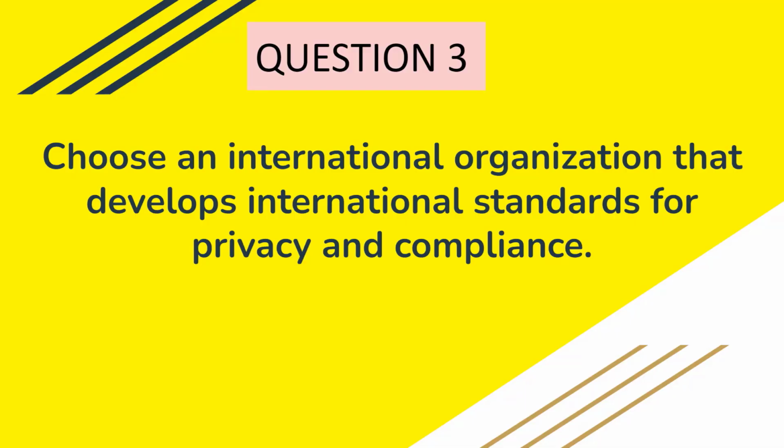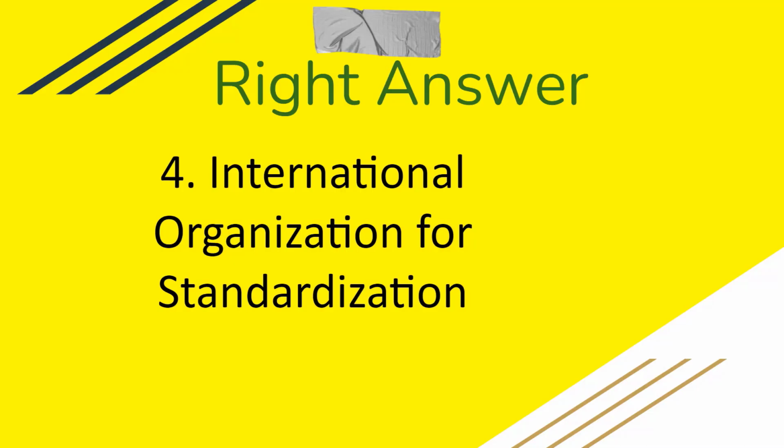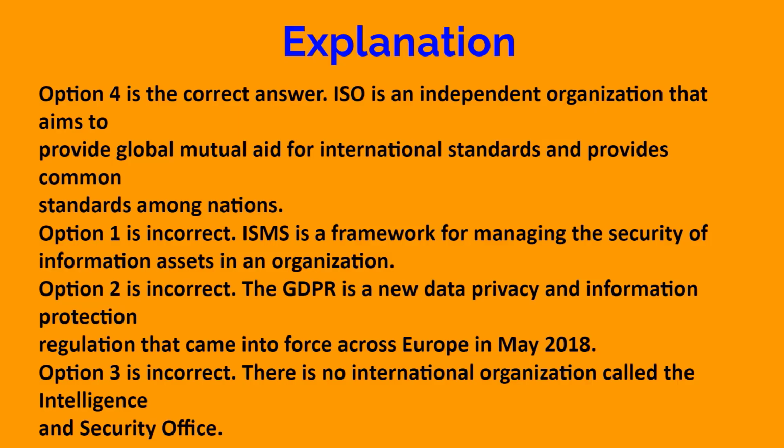Question 3. Choose an international organization that develops international standards for privacy and compliance. Option 1. ISMS 2, GDPR 3, Intelligence and Security Office 4, International Organization for Standardization. Right answer is 4. International Organization for Standardization. Explanation. Option 4 is the correct answer. ISO is an independent organization that aims to provide global mutual aid for international standards and provides common standards among nations.